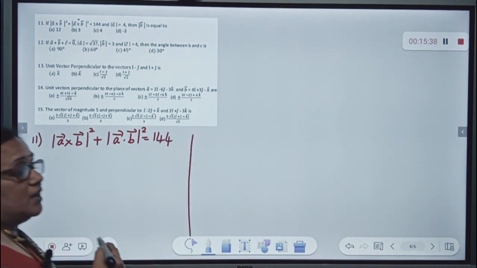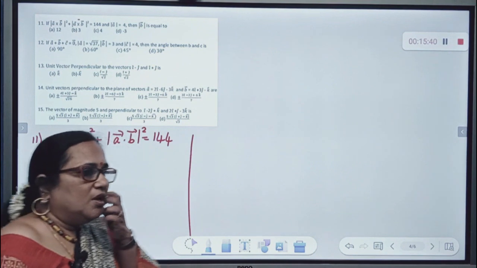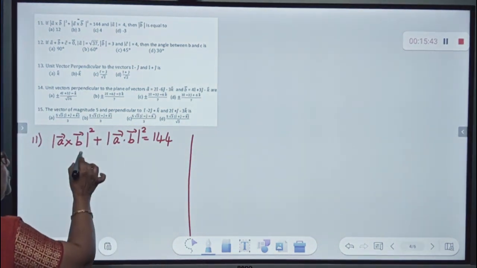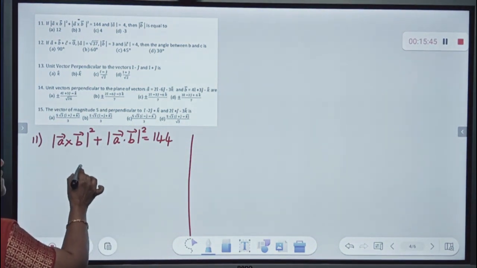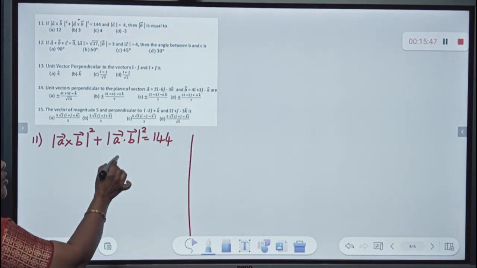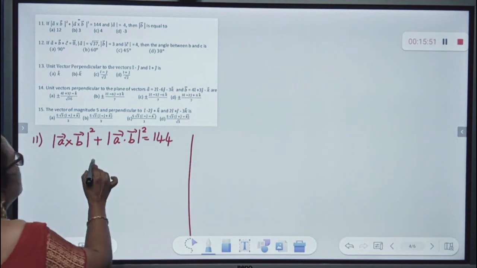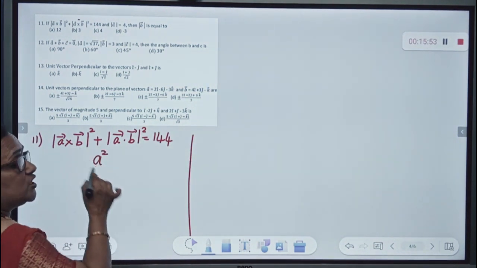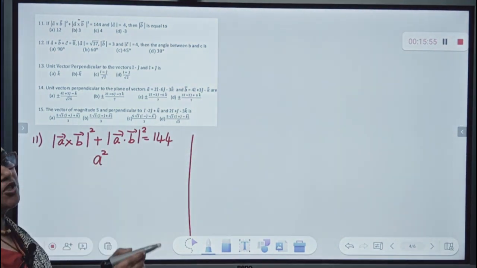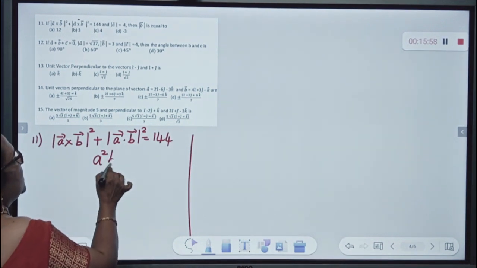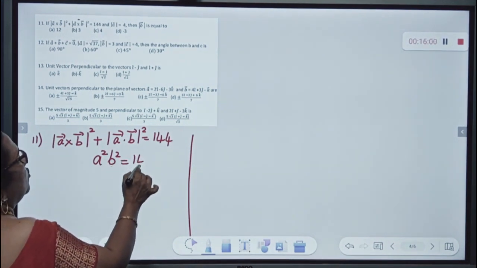We have already learned in the earlier video, which I'll repeat now. A cross B the whole square is A square B square sine square theta. This is A square B square cos square theta. If I add, I will get A square B square into sine square theta plus cos square theta, which is 1. So, A square B square is 144.